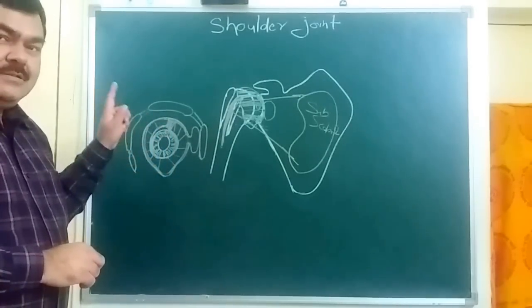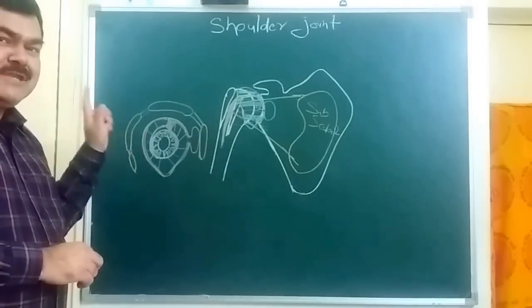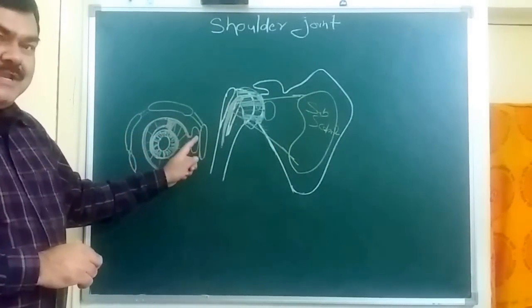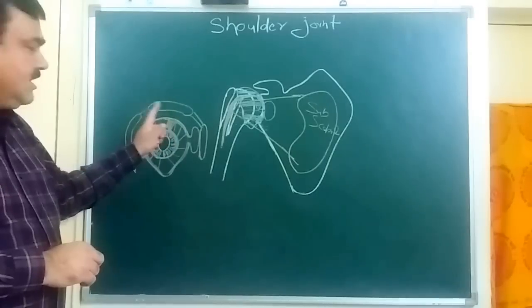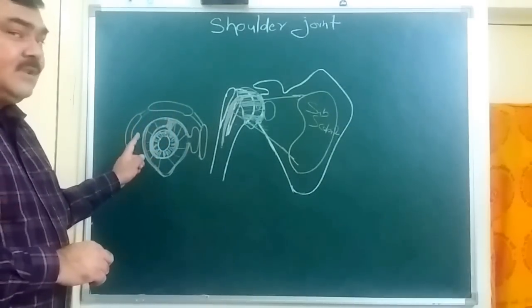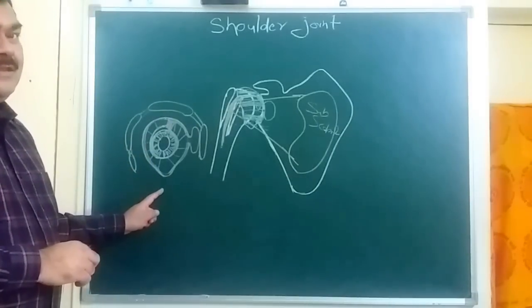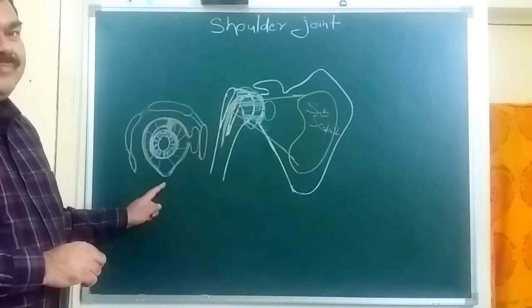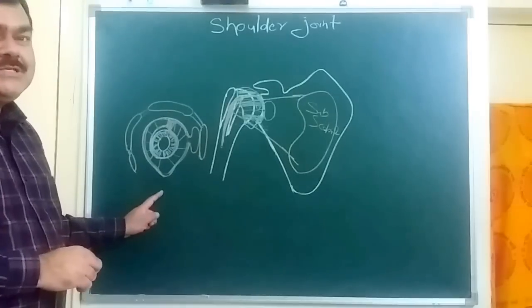So this arrangement, this musculotendinous cuff, supports the shoulder joint from the anterior aspect, from the superior aspect, from the posterior aspect, but inferiorly there is no arrangement for support. So inferiorly this joint is very weak.